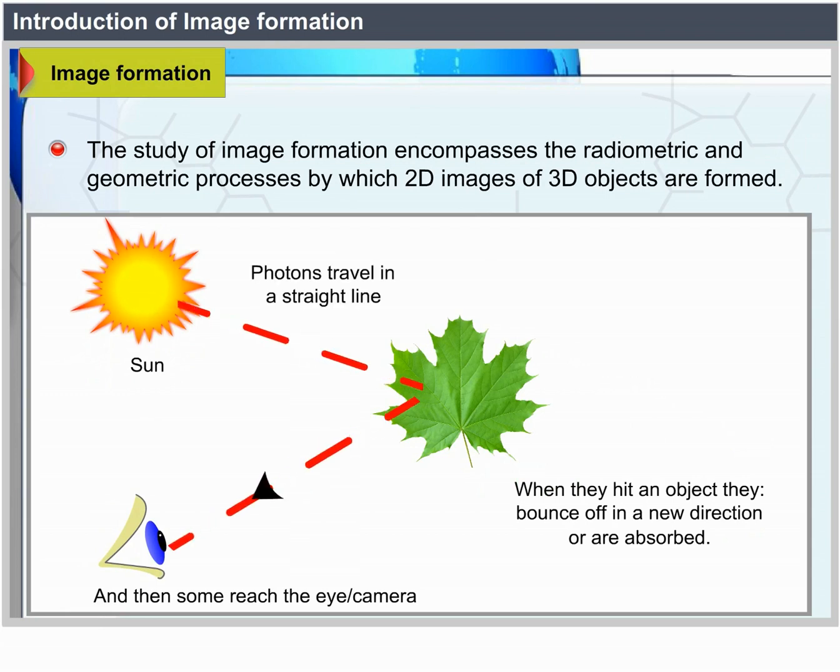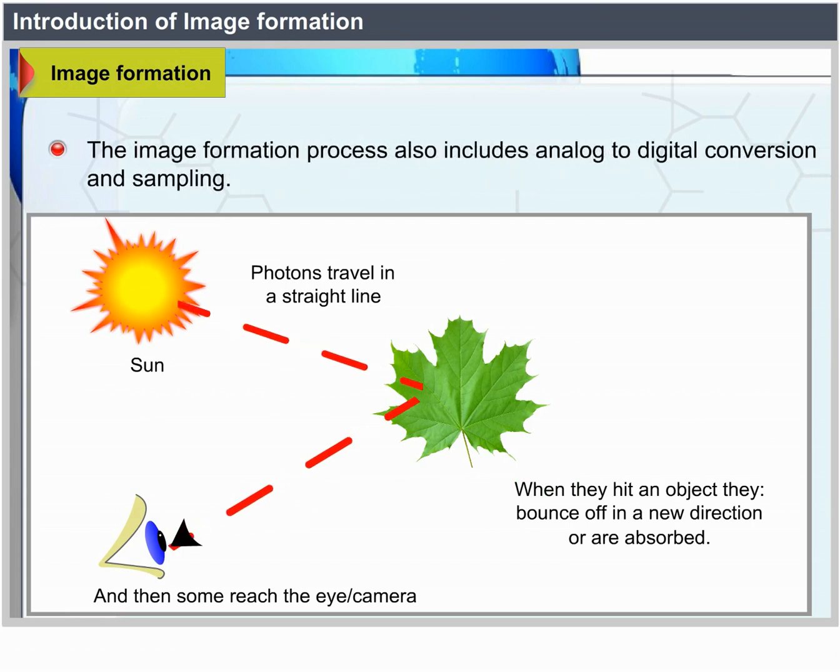Image formation. The study of image formation encompasses the radiometric and geometric processes by which 2D images of 3D objects are formed. The image formation process also includes analog to digital conversion and sampling.